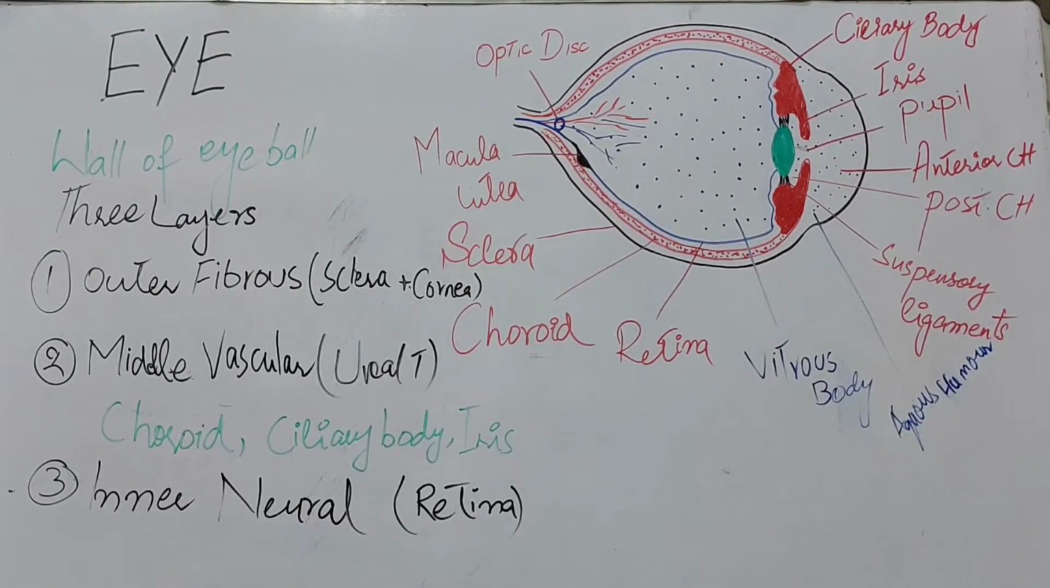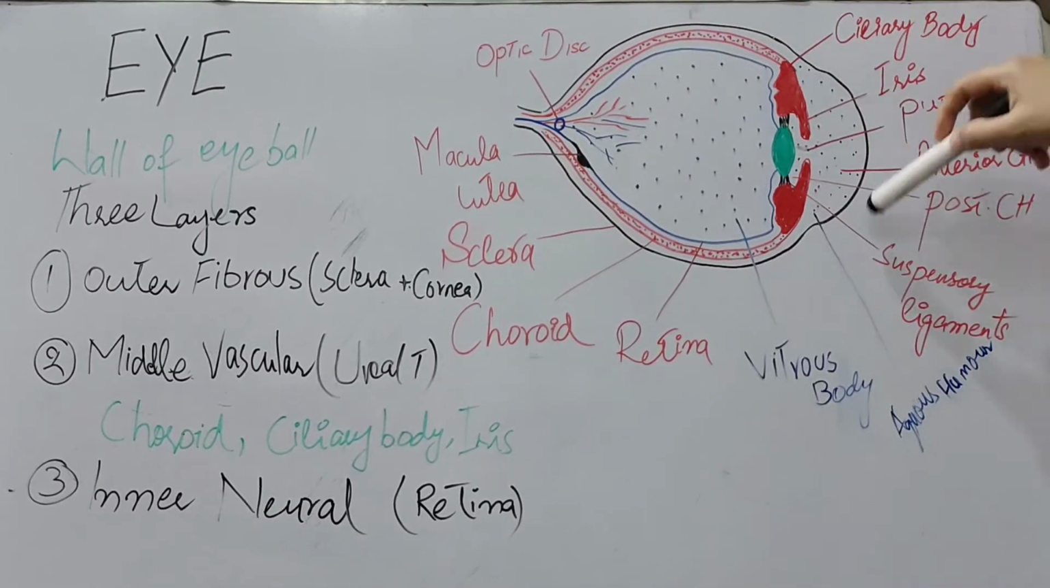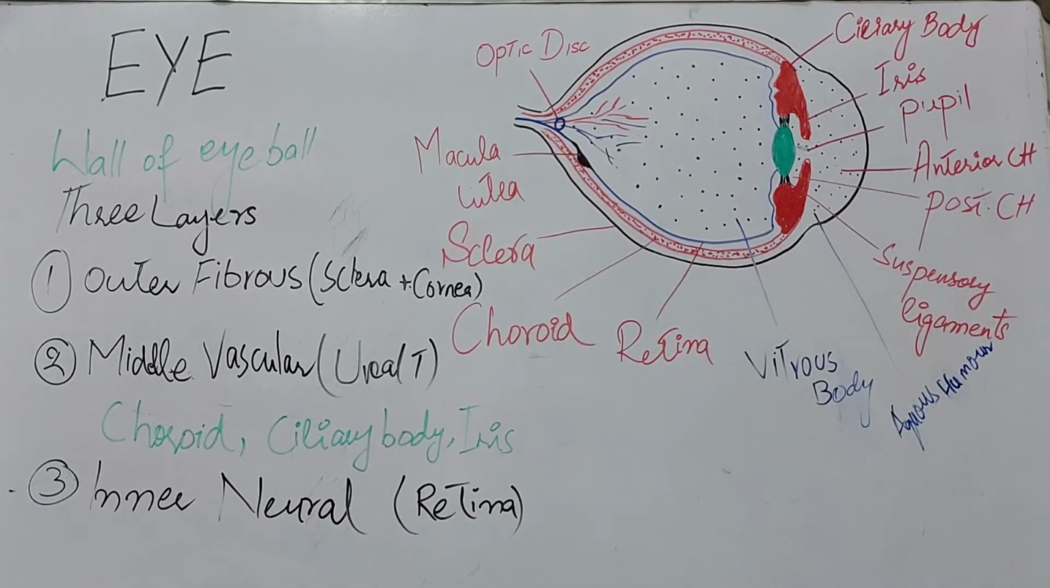Now coming to the wall of eyeball. The wall of eyeball is made up of 3 layers: the outer, middle and inner. Outer layer is fibrous one, middle is vascular, and the inner layer is neural layer. The outermost fibrous layer is made up of sclera and cornea. This black line is showing the outermost layer of the eyeball.